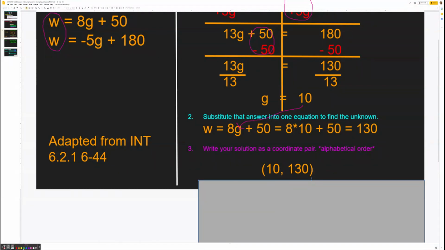Now, if you're wondering, could we have done a different equation? Short answer is yes. I could have put 10 up here for this G, and let's just see what happens. If I do negative 5 times 10, that gives me negative 50, right? Negative times positive. And then if I have negative 50 and I add 180, what does that give me? Yeah, 130, same answer, right? So notice we got 130 with both equations.